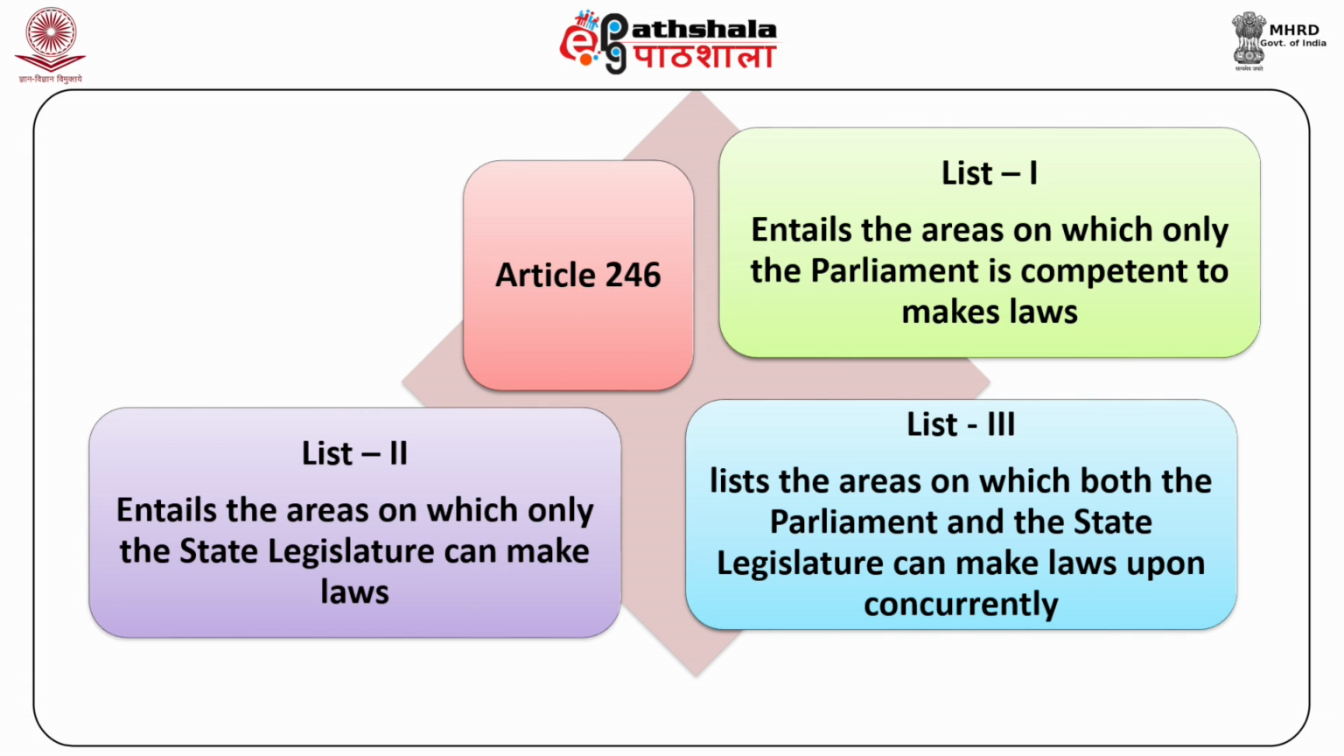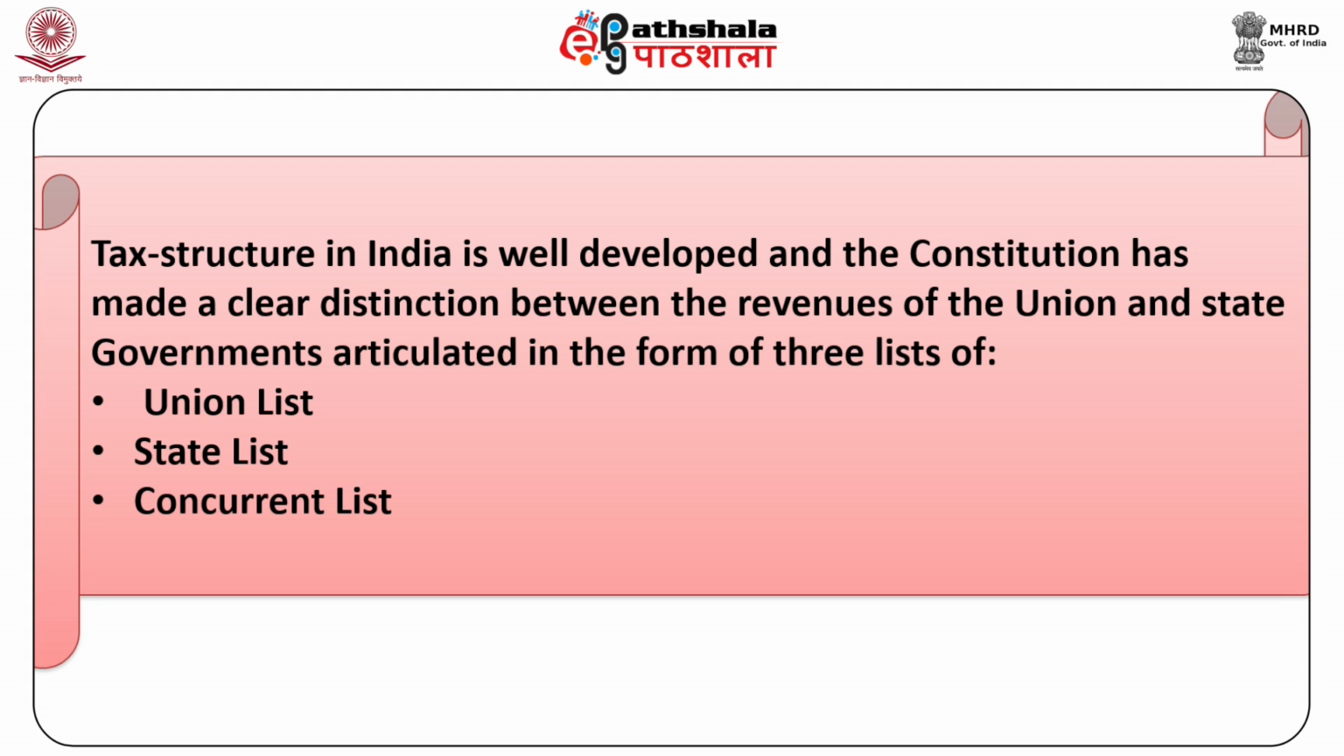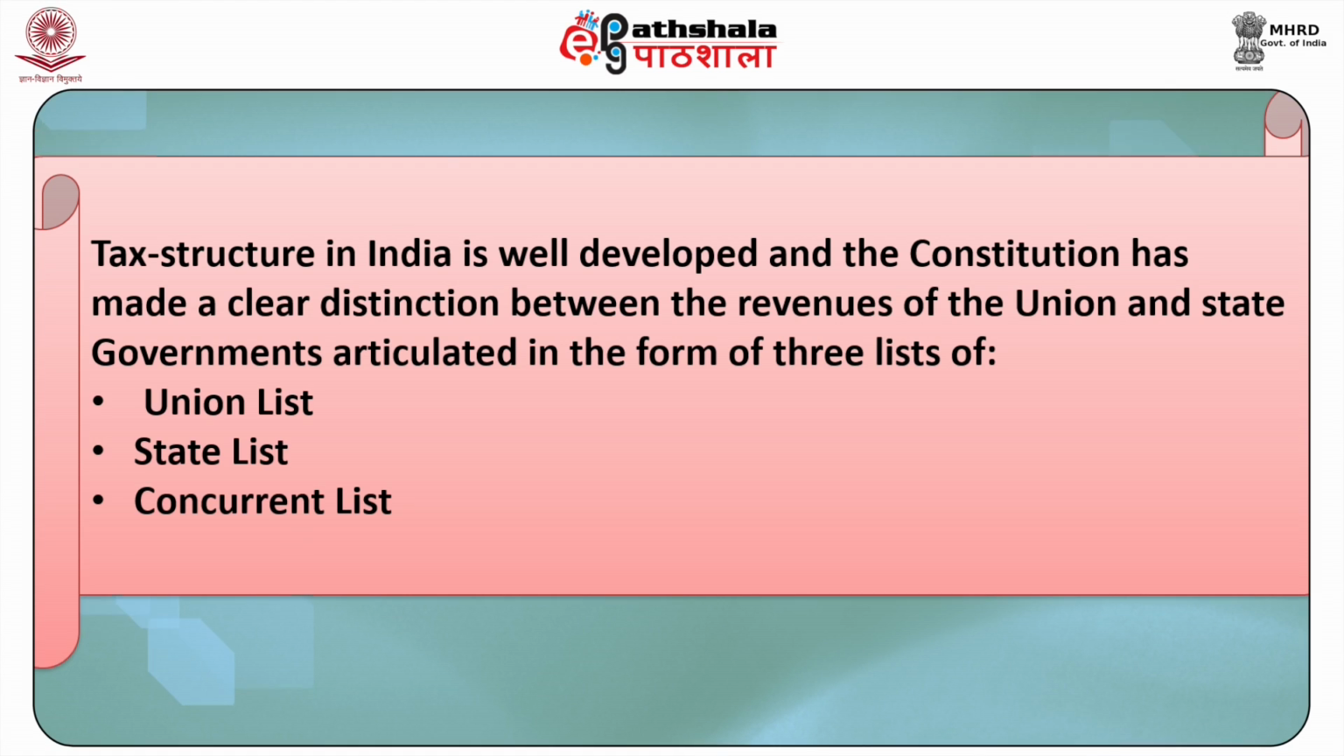List 2 entails the areas on which only the state legislature can make laws, and list 3 lists the areas on which both the Parliament and the state legislature can make laws concurrently. Tax structure in India is well developed, and the Constitution has made a clear distinction between the revenues of the union and state governments, articulated in the form of 3 lists: union, state and concurrent.